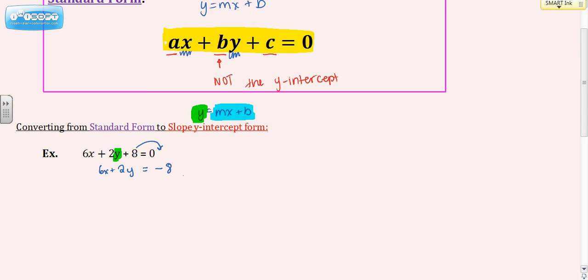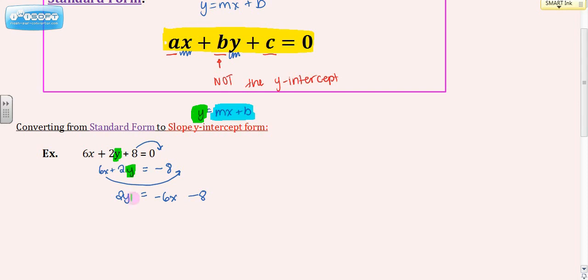Now, I need to move my 6x, because I only want the y left over. So let's move that 6x over to the other side. So I have left over 2y on the left side. I still have my minus 8, but now my 6x becomes a negative 6x, right? Because when I move it over to the other side, I change the sign.